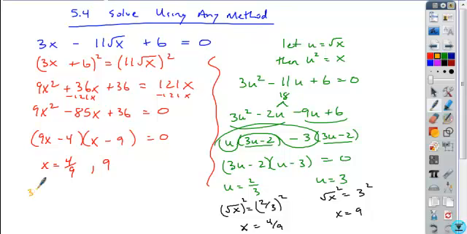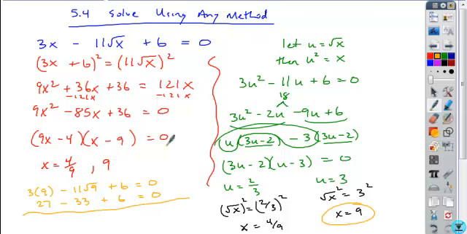When I test for the 9, I get 3 times 9 minus 11 times root 9 plus 6 is equal to 0. When I check this solution, I get 27 minus 33 plus 6 is equal to 0. Is 27 plus 6 equal to 33? Yeah, so they cancel, leaving 0. Okay, so 9 is going to work.